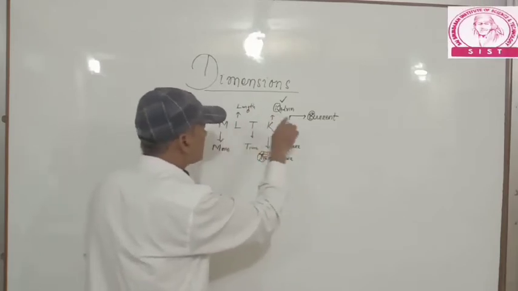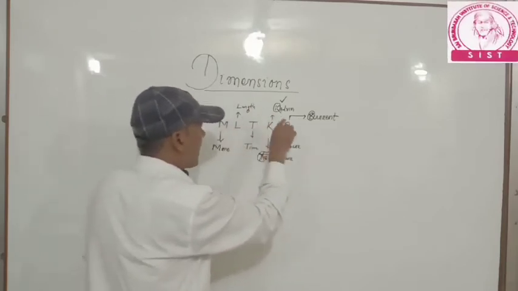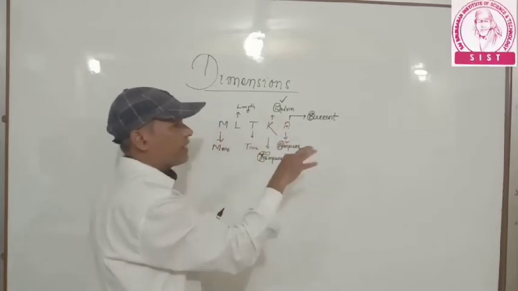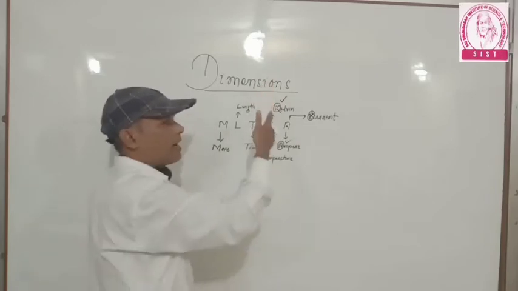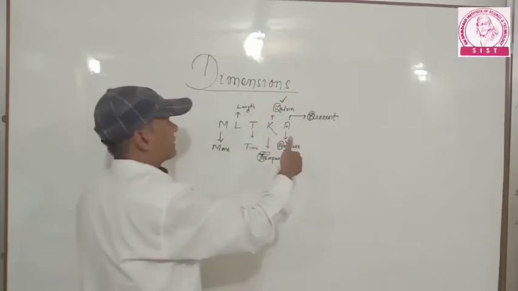In total it is 5 letters. So 5 letters generally represent the dimensional formula of any physical quantity.